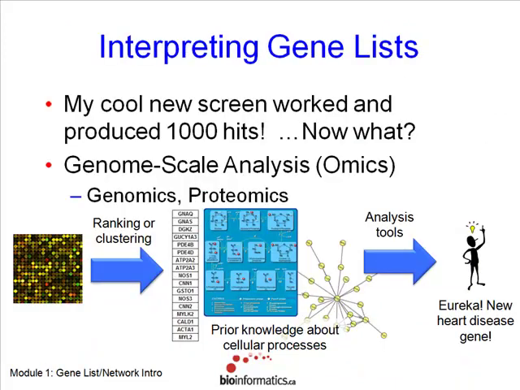So that's where computational tools come in. They help you manage all of this prior knowledge about cellular processes that we know about. We have tons of information about pathways and protein interactions, different types of functional relationships between genes. Ideally you'd be able to automatically integrate or link all this prior knowledge to your results, and then using analysis tools, find interesting patterns, and that would make it easier to interpret the gene list and the gene expression data.